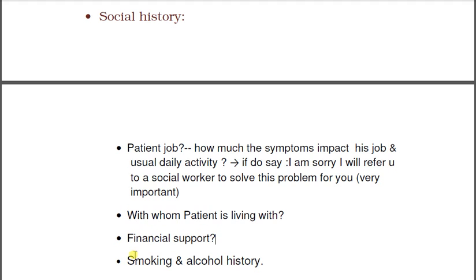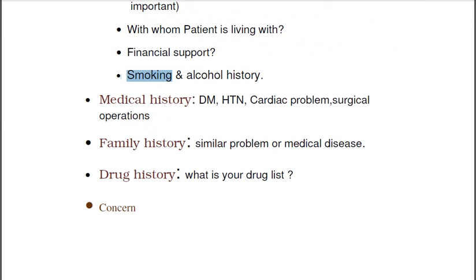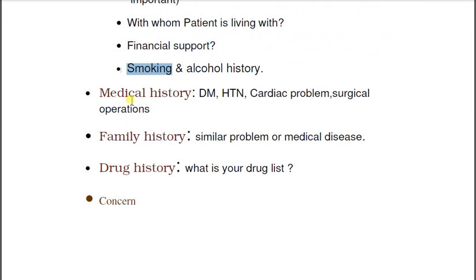Financial support. Does the patient smoke at all? Does the patient drink alcohol? Smoking here is very important because it can worsen his ophthalmopathy symptoms. Medical history: any long-standing disease like diabetes, hypertension, cardiac problems, surgical operations, any family history of similar problem or medical disease. What about your drug list? Ask about the concern after approaching your examination, doing the focused examination for the patient.